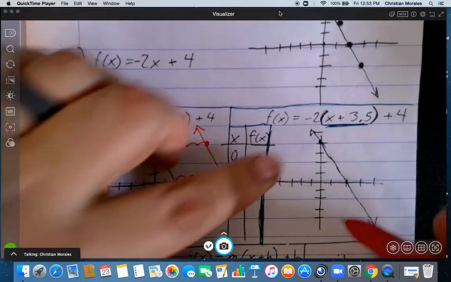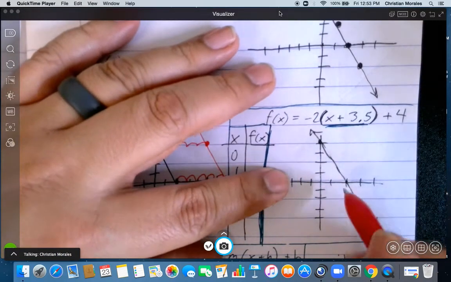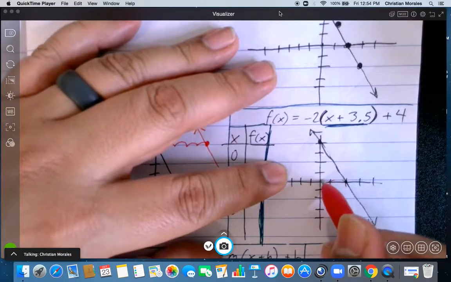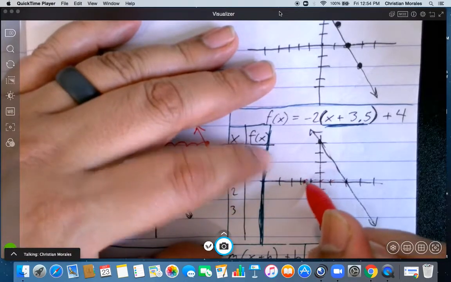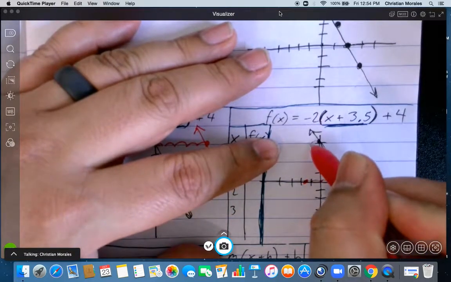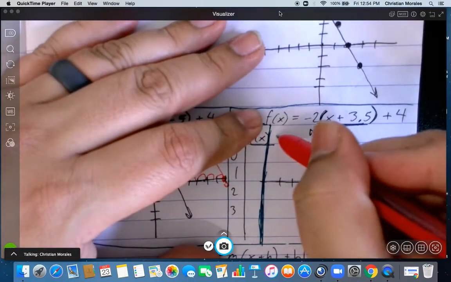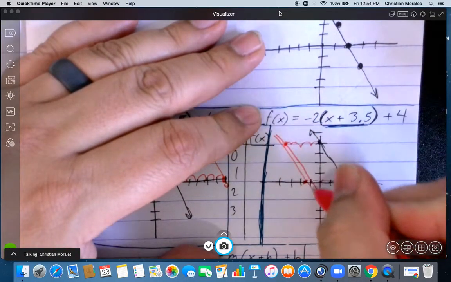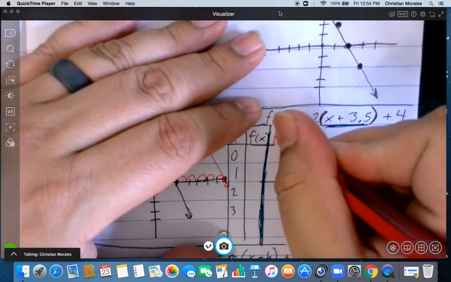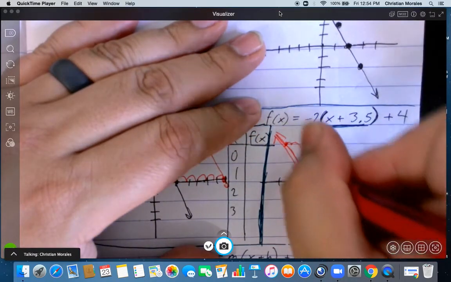What's gonna happen here, it's gonna move to the left 3.5 spaces. 1, 2, 3 and a half. 1, 2, 3 and a half. So now my line is over. Oh, I just missed that point. My bad, I apologize. But the line will look like that.